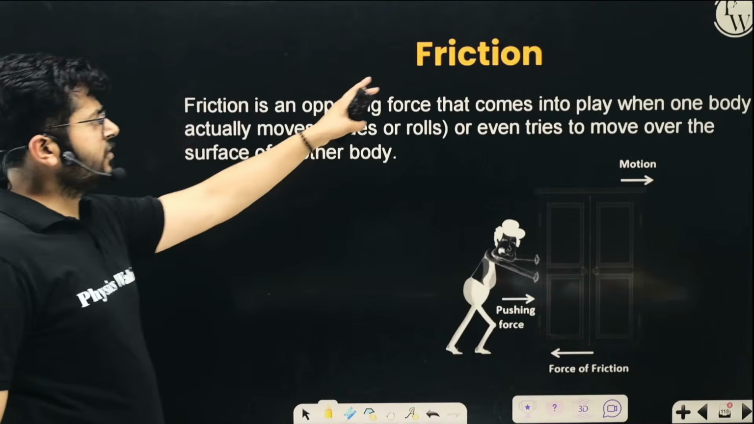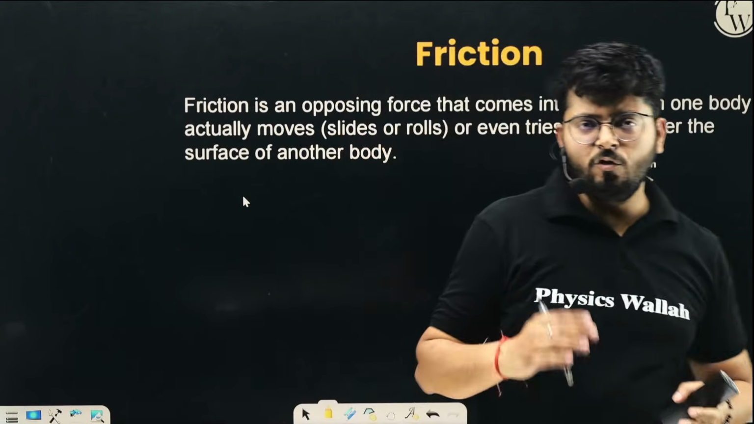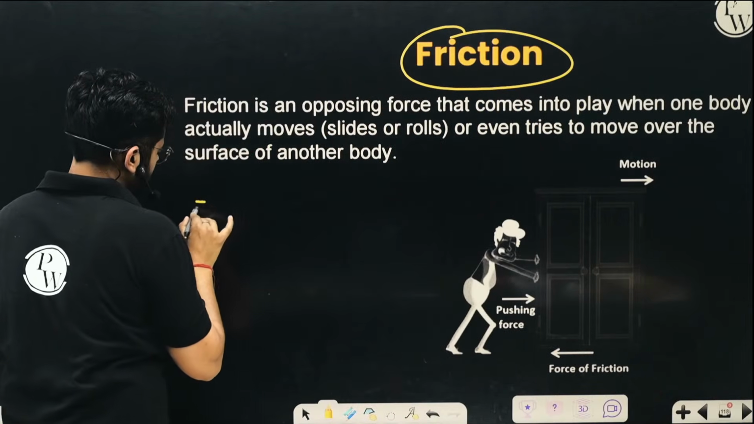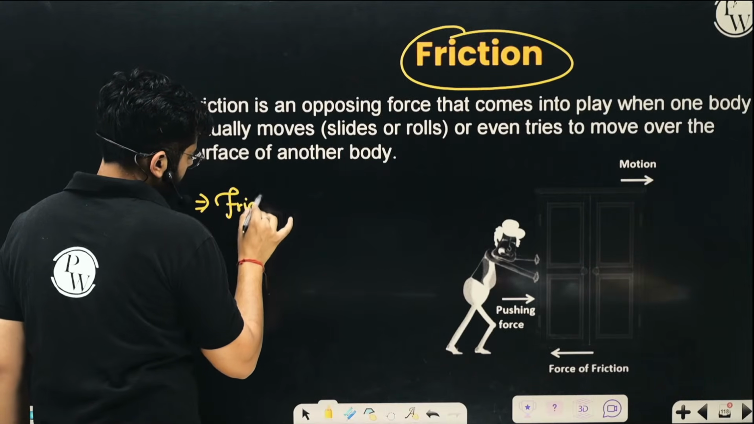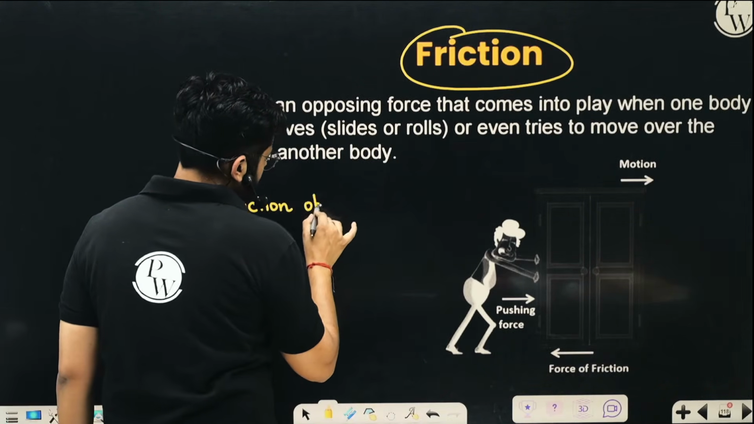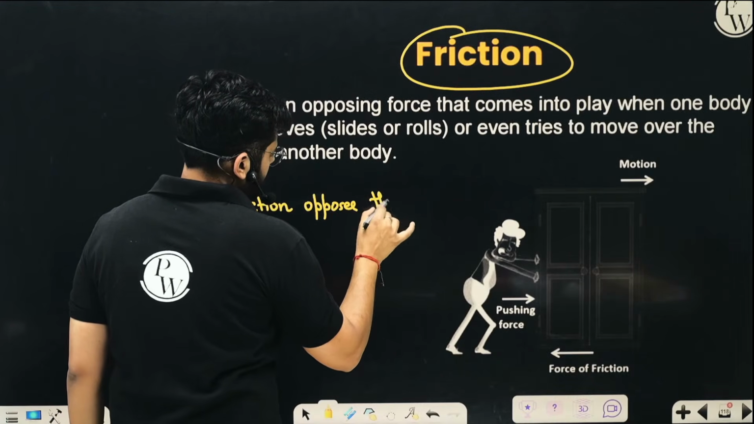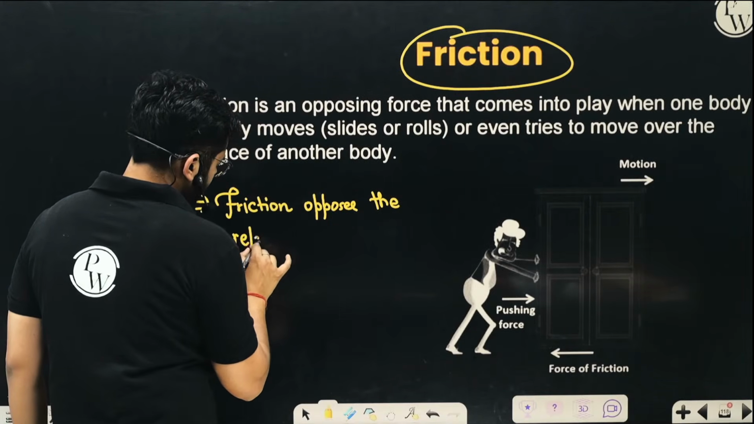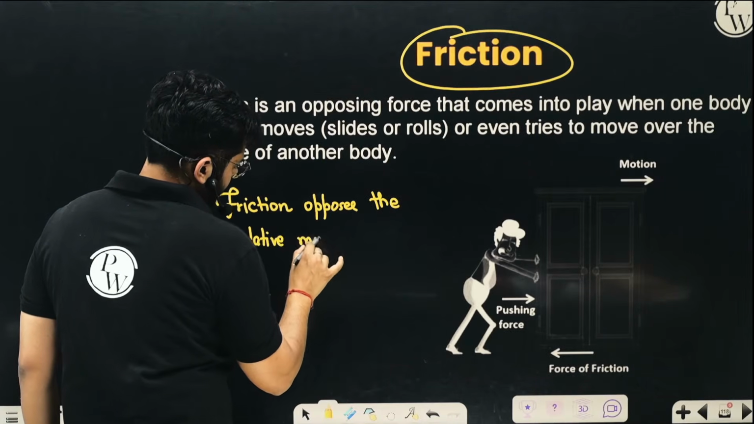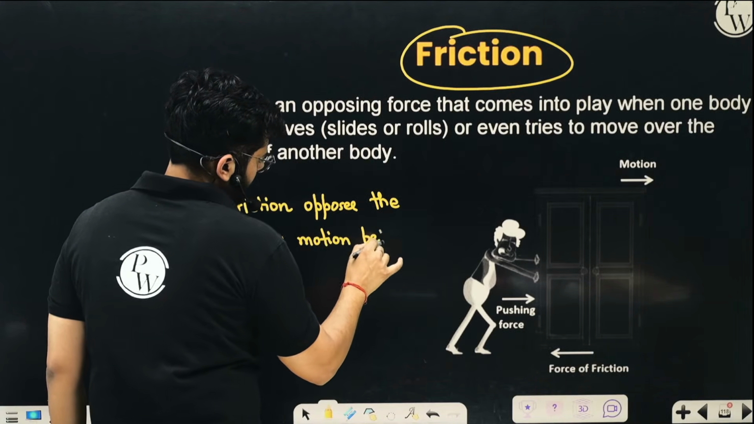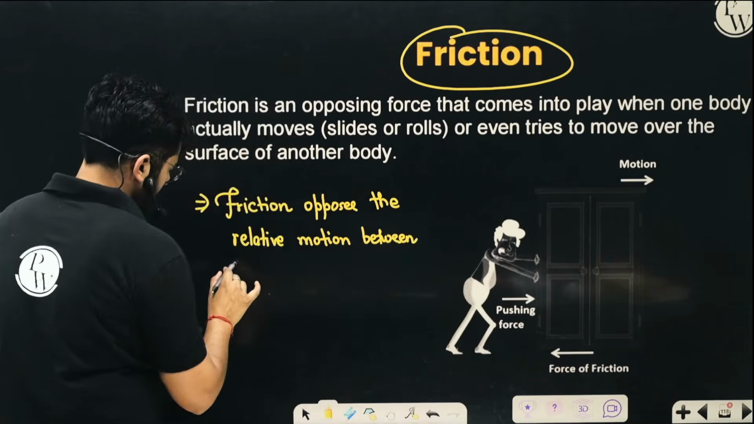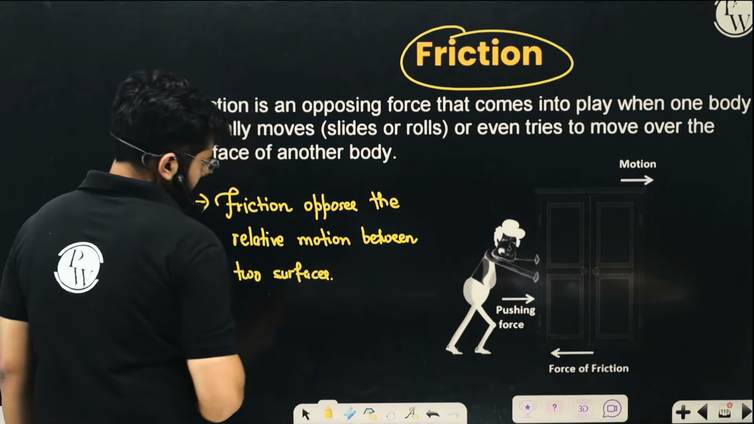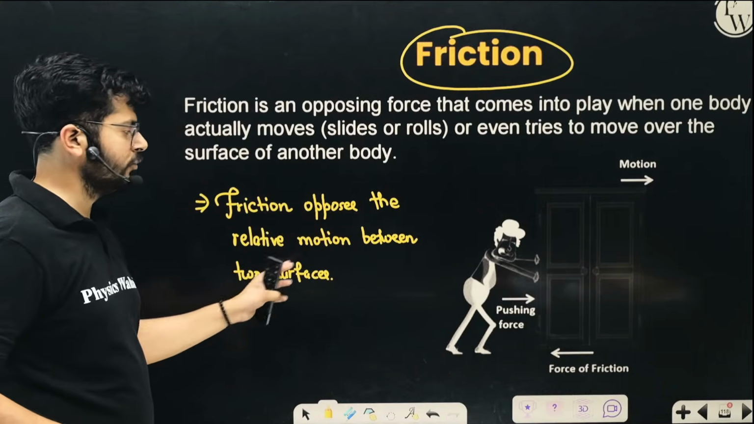Now, friction is a force that opposes the relative motion between two surfaces. What is friction? Friction is a force that opposes. The nature of friction is such that friction opposes the relative motion between two surfaces. Right? Friction opposes the relative motion between two surfaces, right?